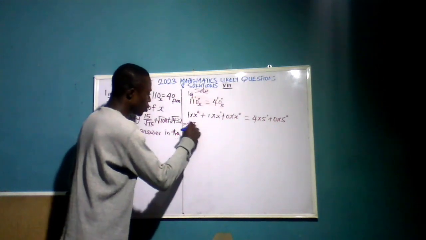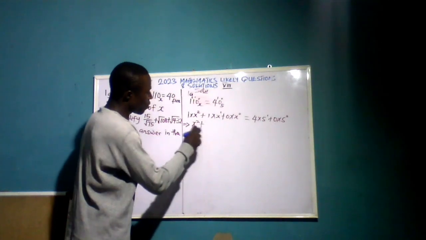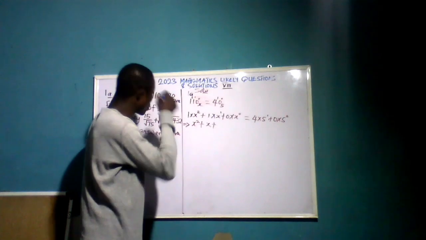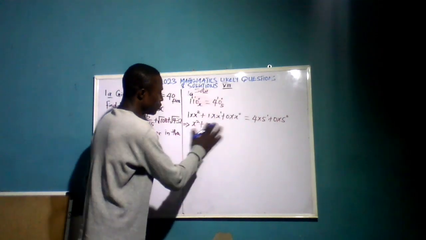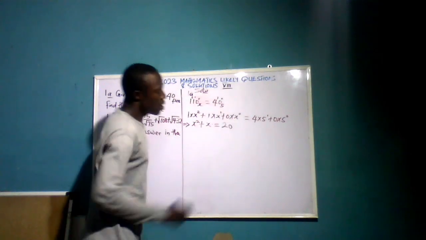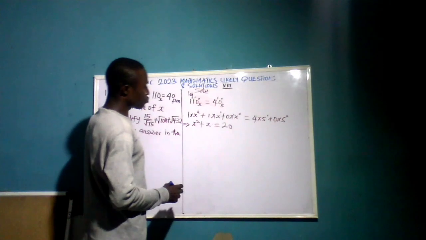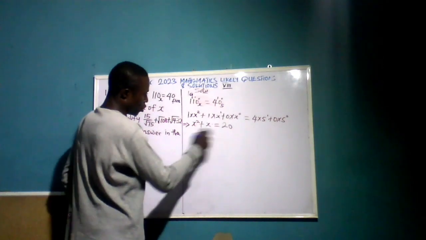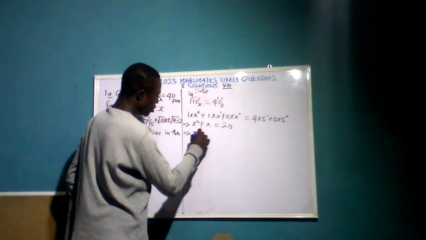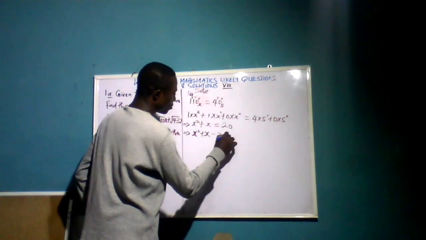That will be x squared. And x raised to power 1 times 1 will give you x, plus 0 times x raised to power 0, which gives you 0. So 4 times 5 raised to power 1 gives you 20, and 0 times 5 raised to power 0 gives you 0. So you rearrange this to have x squared plus x minus 20 equal to 0.